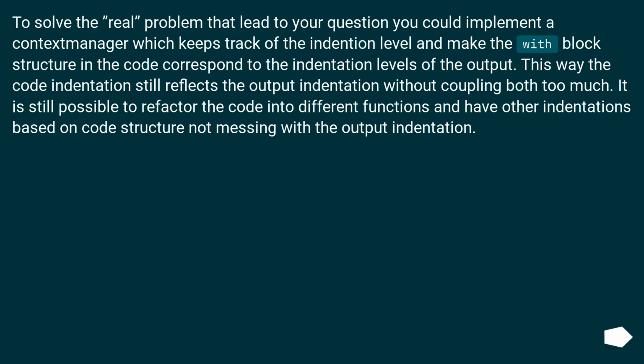To solve the real problem that led to your question, you could implement a context manager which keeps track of the indentation level and make the with block structure in the code correspond to the indentation levels of the output. This way the code indentation still reflects the output indentation without coupling both too much. It is still possible to refactor the code into different functions and have other indentations based on code structure not messing with the output indentation.